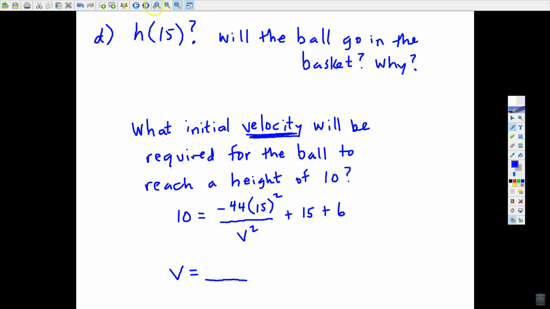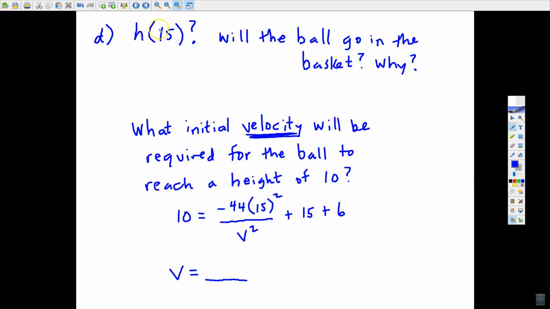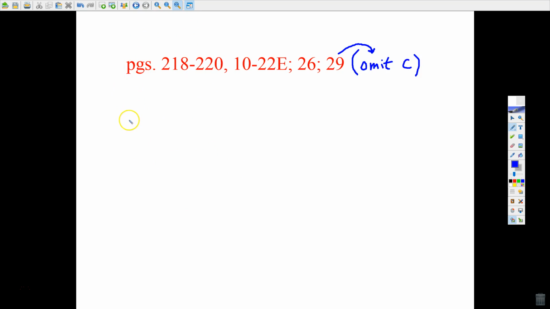See what you can do with that. And if you have questions, of course, you can email me or come and see me in academic support. But I think I've set you up pretty well, especially here. If you just assume 28 feet per second, those should not be any problem. Maybe here when you get to this part, and if you have questions, you're always welcome to see me. But this is the assignment. This is what we're going to work on. And again, you can omit part C for number 29. And I hope this helps. If you need me, just let me know.